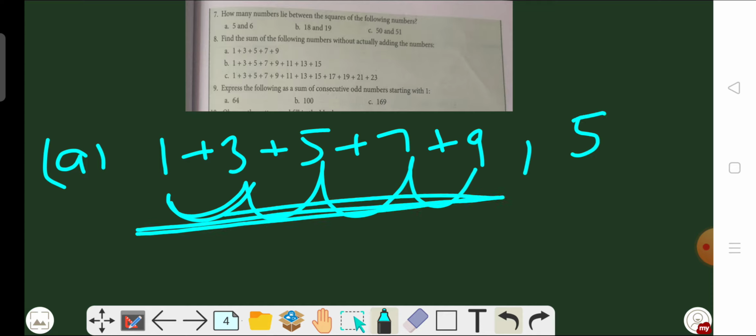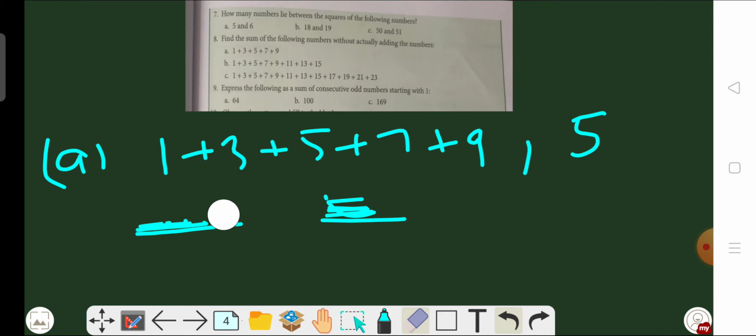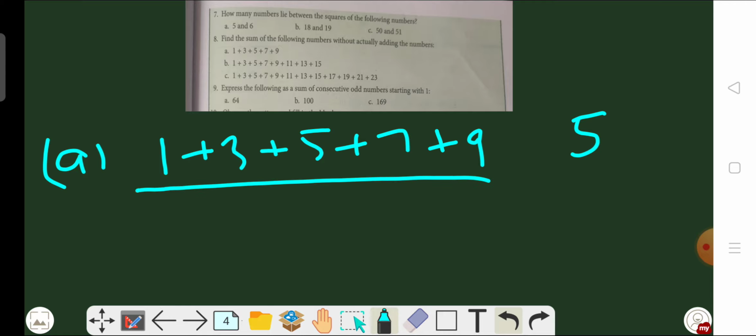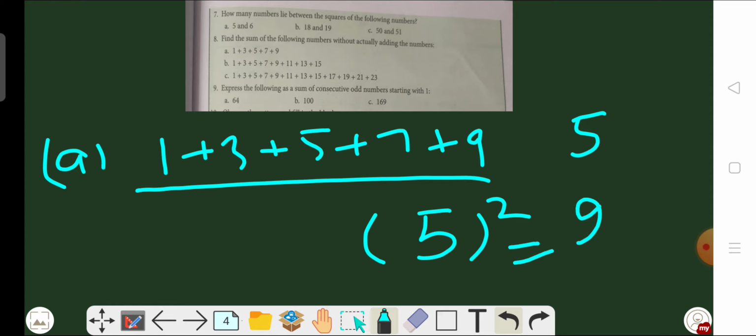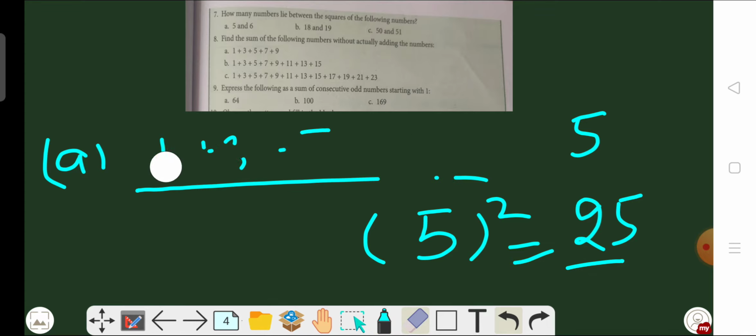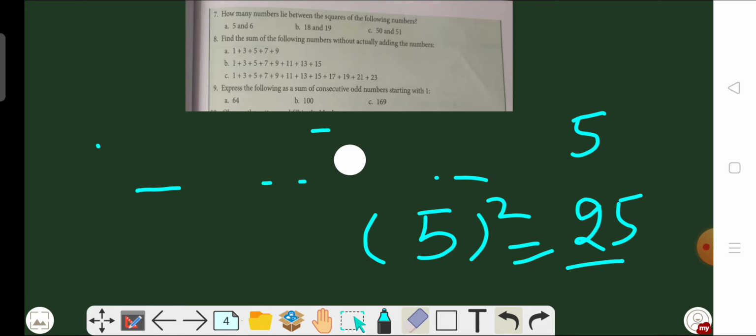These are the first 5 odd natural numbers, and we know that the square of a natural number can be written as the sum of the first n odd natural numbers. So how many are these? 5. So their sum should be equal to the square of 5. So the sum is 25. So the answer of A part of the 8th question is 25. Now in the same manner, B part. Count the numbers given in the B part.